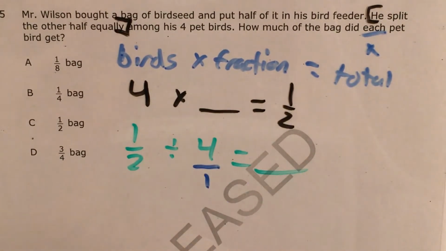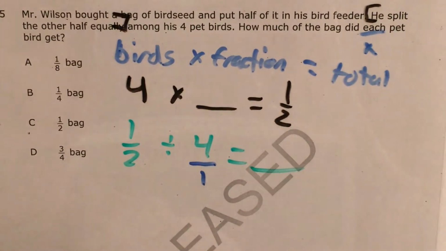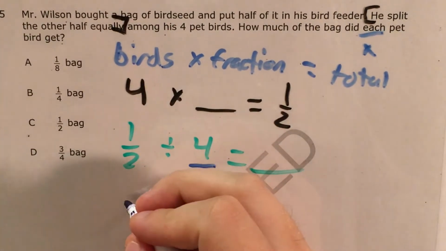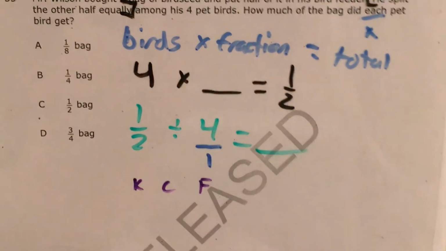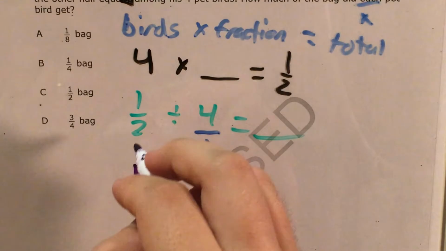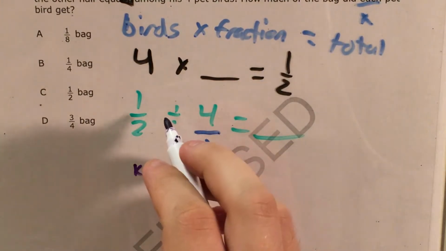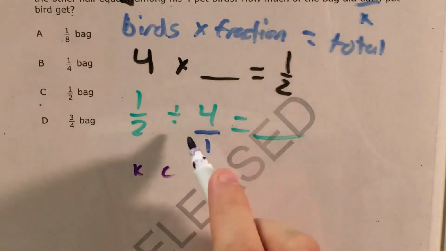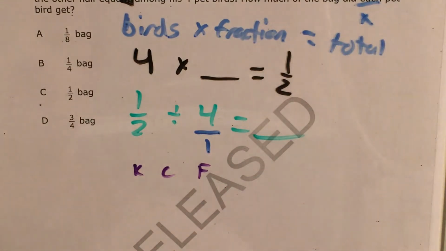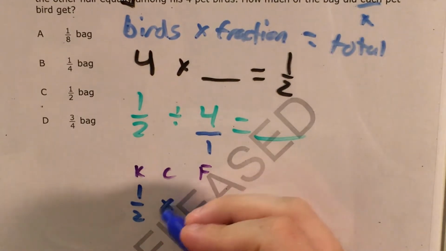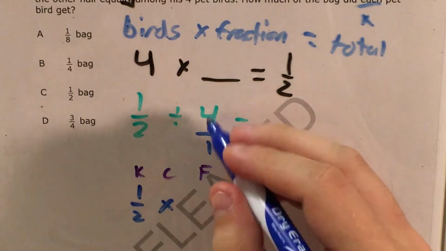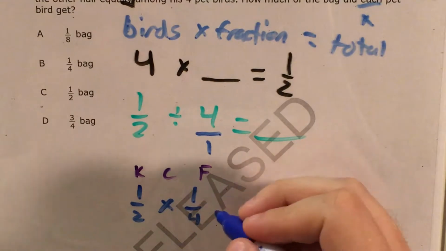Whenever I see a problem like this, my instinct is to say this isn't 4 anymore, it's 4 ones or 4 wholes. And then my next instinct is I need to do keep, change, flip. I'll scoot this up a little bit, where I keep 1/2 the same, I change dividing to multiplying, and I flip 4 ones into 1/4. So I'm going to go ahead and do exactly that. I keep 1/2, I change divide to multiply, and I flip 4 ones into 1/4.